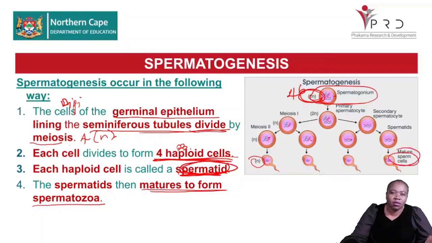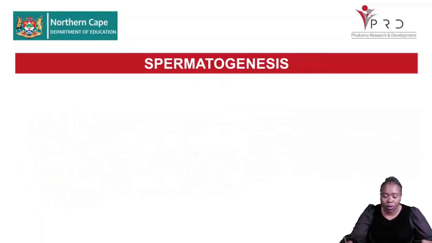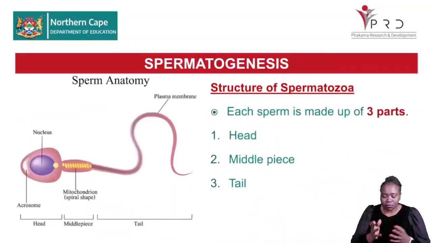Now, if we have thousands of these cells, it means that thousands and thousands of sperm cells or spermatids are going to be produced, which is why we see that in males, a lot of sperm cells are produced at the same time. So now let's have a look at what these spermatozoa that have been produced would then look like.